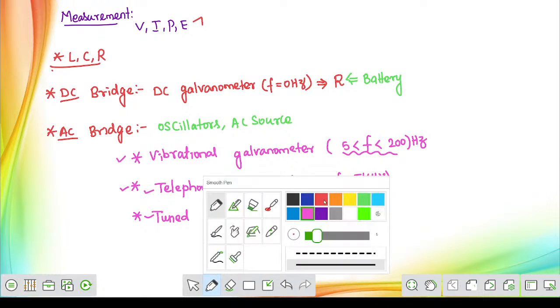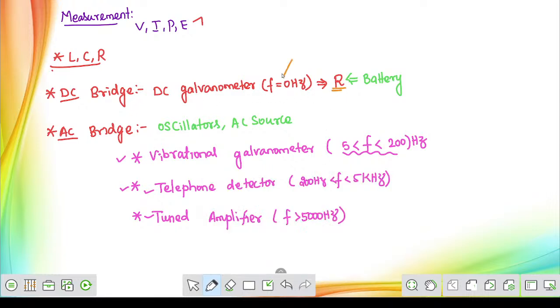The DC bridge, with its DC galvanometer, is used to measure only resistance. Whereas the AC bridge is used to measure capacitance, inductance, frequency, quality factor, relative permittivity, and D factor. So we can measure all these values with the help of the AC bridge. That is the advantage.